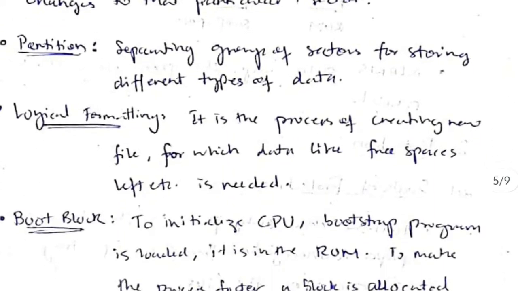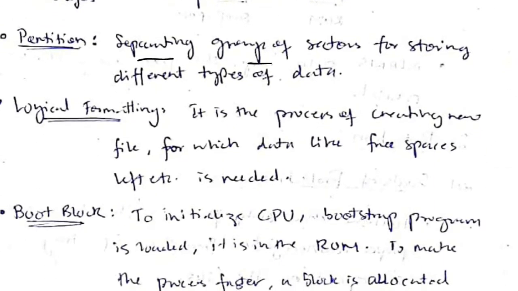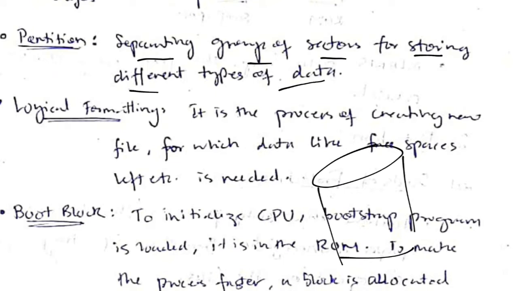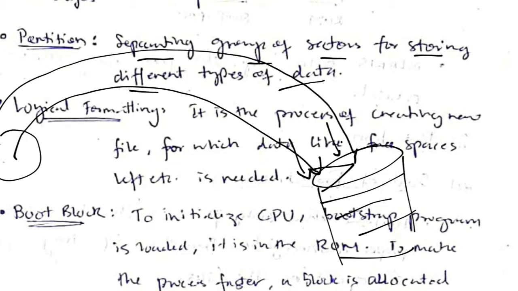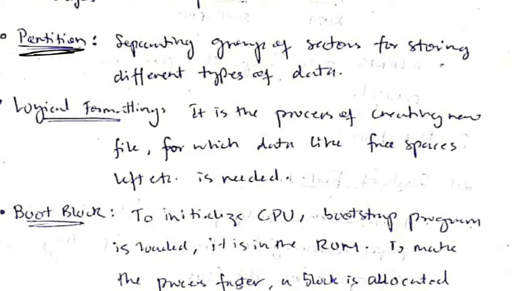The next one is partition. Partition means separating groups of sectors for storing different types of data. So see here, there is the cylinder, and there are many sectors here. Each of the sectors will have separate groups for storing different types of data. For example, if you want to create a file, the instructions for creating the file will be stored here, and the instructions for storing the user data will be stored here. Okay, if you do it that way, it's called partition.